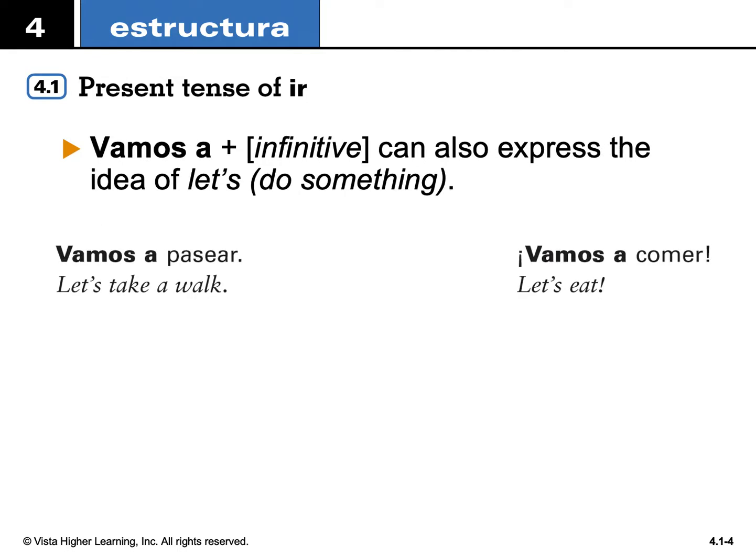Hopefully that makes sense. The last thing here, vamos a plus infinitive can also express the idea of let's do something. So not only does vamos a pasear mean we are going to take a walk, but this is also the way to say, hey, let's take a walk. Vamos a pasear. And it's a bit in the intonation and how you say it. Vamos a comer. Let's eat. But just saying, vamos a comer a las 6. We are going to eat at 6. So this is a matter of context as well. All right, that's the end of the present tense of the verb ir.